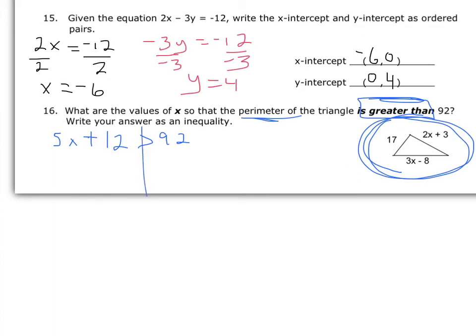We will split the sides. We will take 12 away from both sides. So I end up with 5x is greater than 80. And we will divide by 5. And x is greater than 16. So that means in order for this perimeter to be greater than 92, that value of x, each one of those, has to be greater than the number 16. Okay, and we could take any number and plug it in for x, or substitute it in for x, and then evaluate it and see if it's greater than 92.